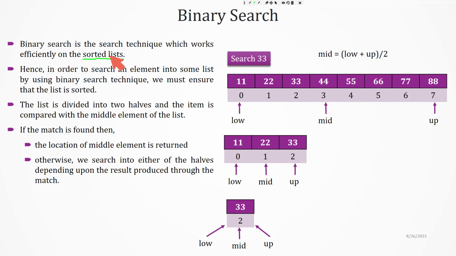Binary search works efficiently on a sorted list. Hence, in order to search for an element in a list using the binary search technique, we must ensure that the list is sorted. So if we get a set of elements, the first thing is to sort those elements in ascending order. Then only can we apply binary search. In the last class we studied some sorting techniques, bubble sort and selection sort. You can use any of the sorting techniques.